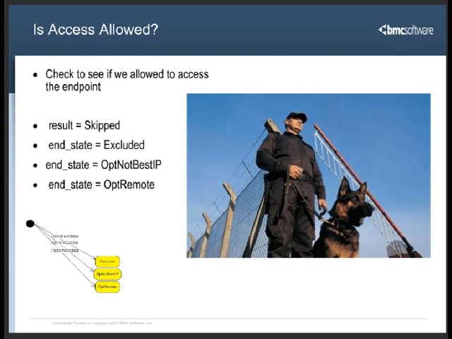But on the second scan, the end state can be opt not best IP or opt remote. For opt not best IP, this is where the endpoint was optimized last time, so we assume it will be again and won't contact it. Again, we'll discuss optimization later in this module. However, opt remote will only be seen on a consolidation appliance. This means that the endpoint was optimized on the scanning appliance, so you'll need to log in there to view the full details.